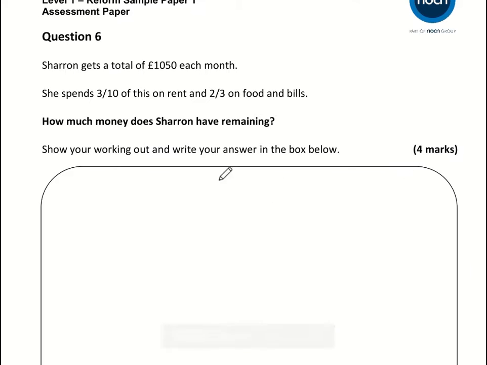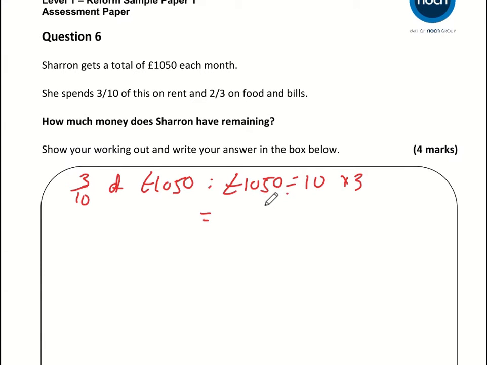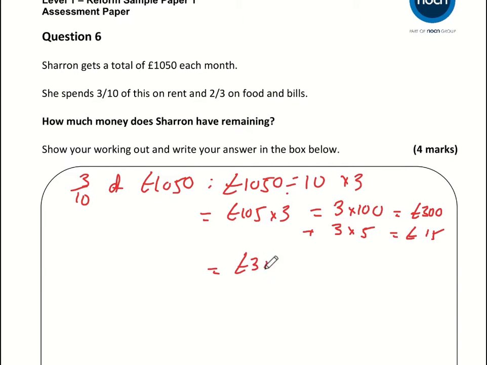Okay, so for this question we just need to work out 3/10 of 1,050. So when we're working out a fraction of an amount, we take the total, we divide it by the number on the bottom, and we multiply by the number on the top. 1,050 divided by 10 is 105, and 105 multiplied by 3. 3 times is the same as 3 times 100 plus 3 times 5. 3 times 100 is 300, and 3 times 5 is 15. So therefore that comes to a total of £315.